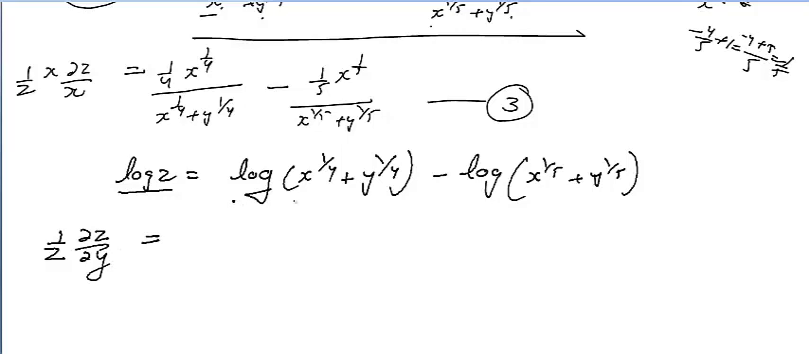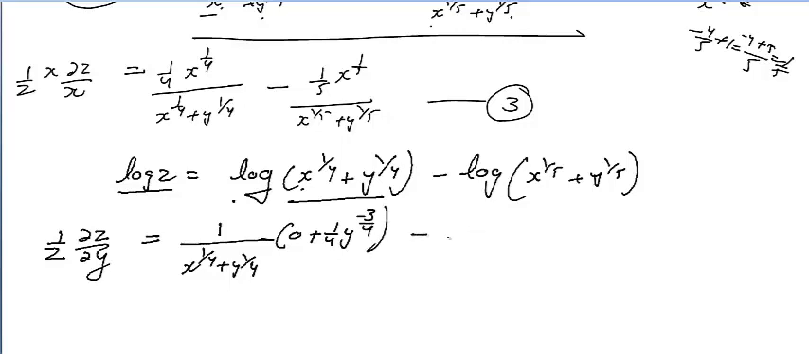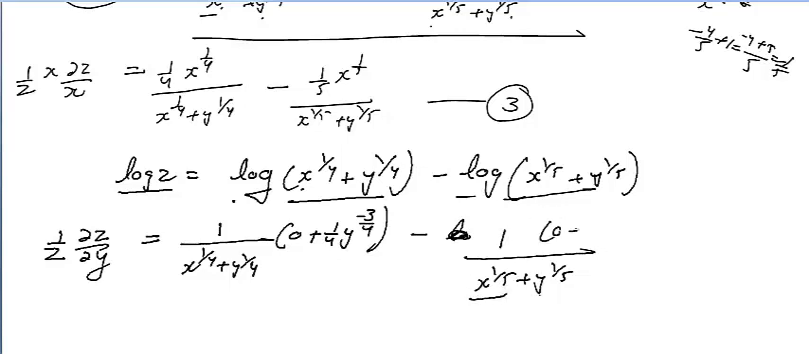So this is log u, 1 over u. The derivative of u again means we are differentiating with respect to y, so the derivative of x raised to power 1 by 5 will be 0, and the derivative of this will be 1 by 4 y raised to power 1 by 4 minus 1, that is minus 3 by 4, here log u, 1 over u, plus y raised to power 1 by 5. So when you differentiate this again with respect to y, the derivative of this will be 0 plus 1 by 5 y raised to power minus 4 over 5.